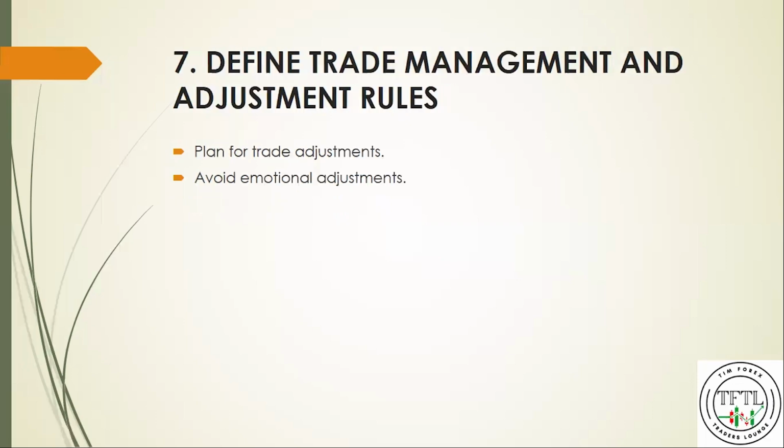Then you need to define trade management and adjustment rules. And here we shall talk about planning for trade adjustment and avoiding emotional adjustment. So how do you plan for trade adjustment? You need to decide ahead of time if and how you will adjust a trade in real time. This could include moving the stop loss to break even when the trade reaches a certain profit level, or scaling out of a position gradually. That is what we call taking partial profits.